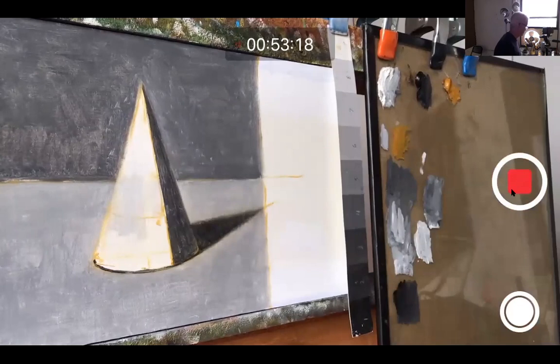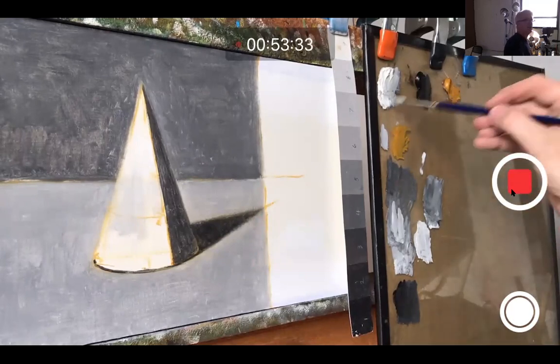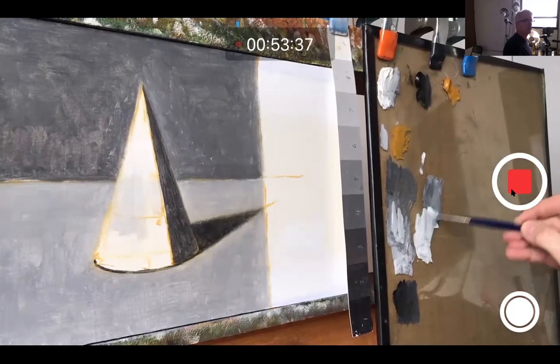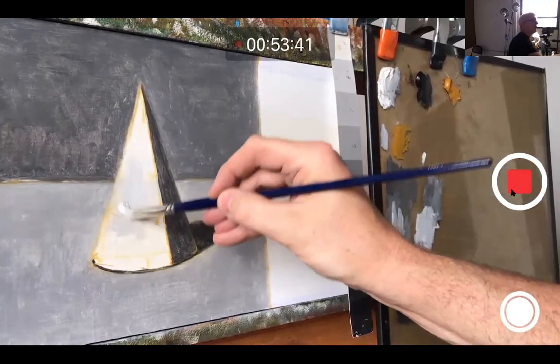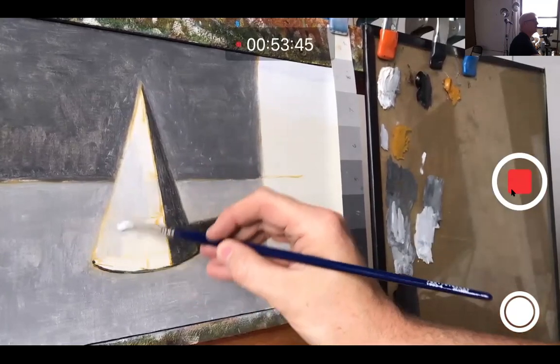So I'm going to block in a very light tone. Now here you'll see that I may end up having to darken around this cone. But I don't want that value to quite be white, because it's not quite white.